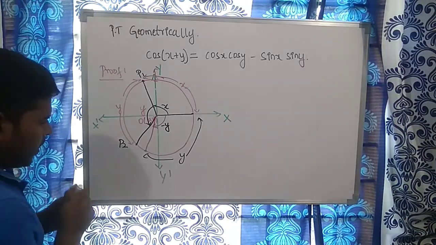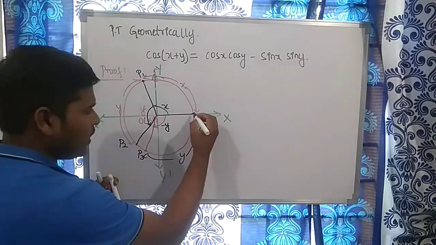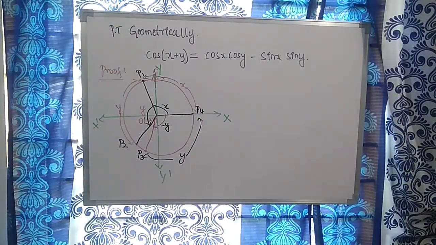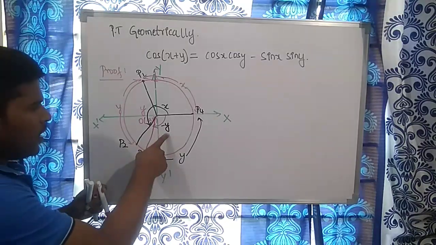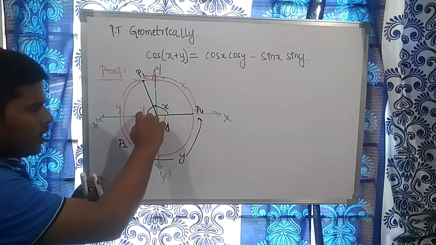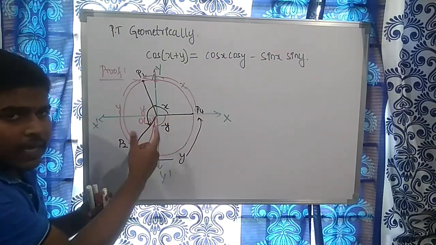Take this one as point P3 and this one as point P4. Here minus y radian, here y radian. The important thing here is, how many angles have we taken here? Here also we consider the same angle.